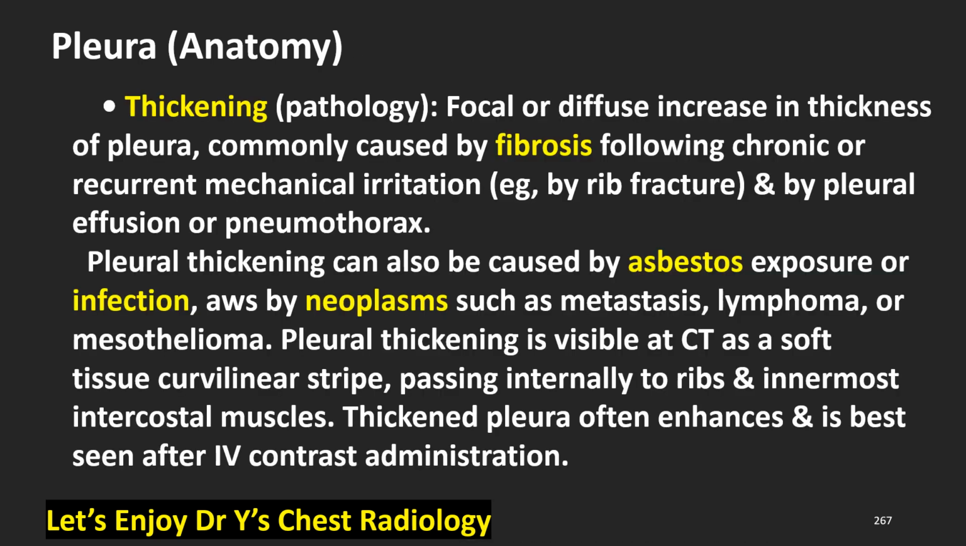Pleural anatomy, thickening, pathology. Focal or diffuse increase in thickness of pleura, commonly caused by fibrosis following chronic or recurrent mechanical irritation, for example by prior fracture and by pleural effusion or pneumothorax. Pleural thickening can also be caused by asbestos exposure or infection, as well as by neoplasms such as metastasis, lymphoma, or mesothelioma. Pleural thickening is visible at CT as a soft tissue curvilinear stripe passing internal to ribs and innermost intercostal muscles. Thickened pleura often enhances and is best seen after IV contrast administration.